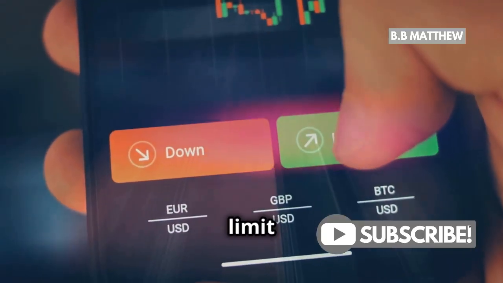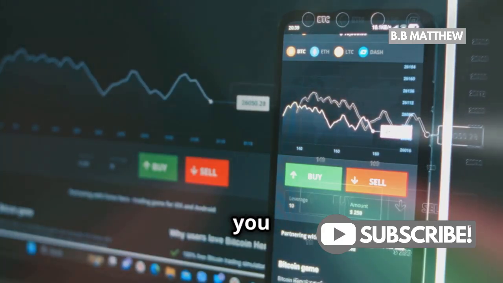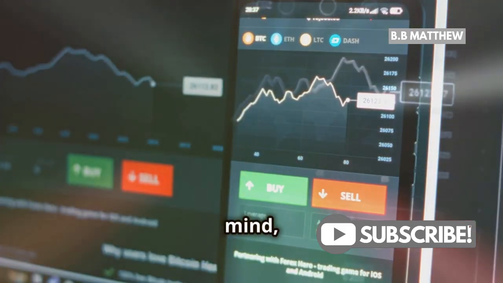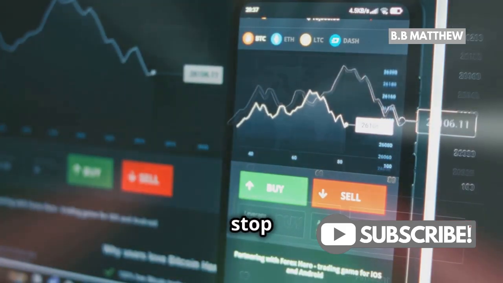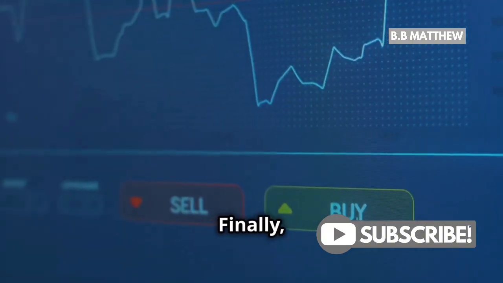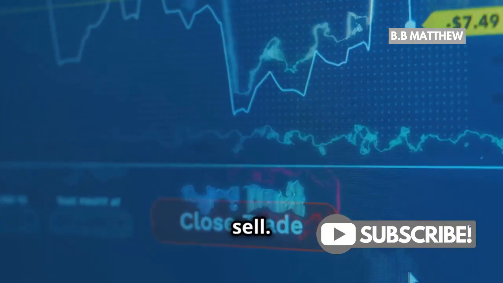Now enter the limit price. This is the price at which you want to execute the order once the stop price is hit. Keep in mind, the limit price should be close to the stop price to increase the chances of your order being filled. Finally, enter the amount you want to buy or sell.